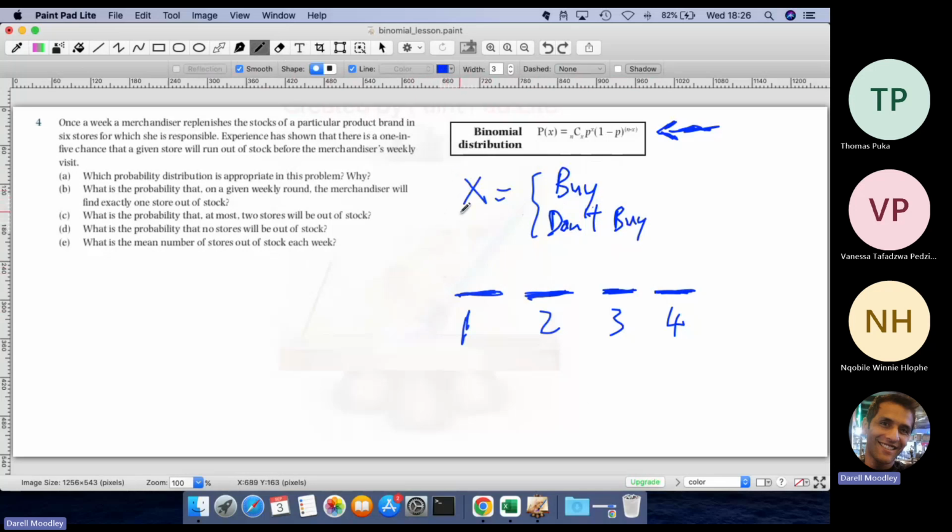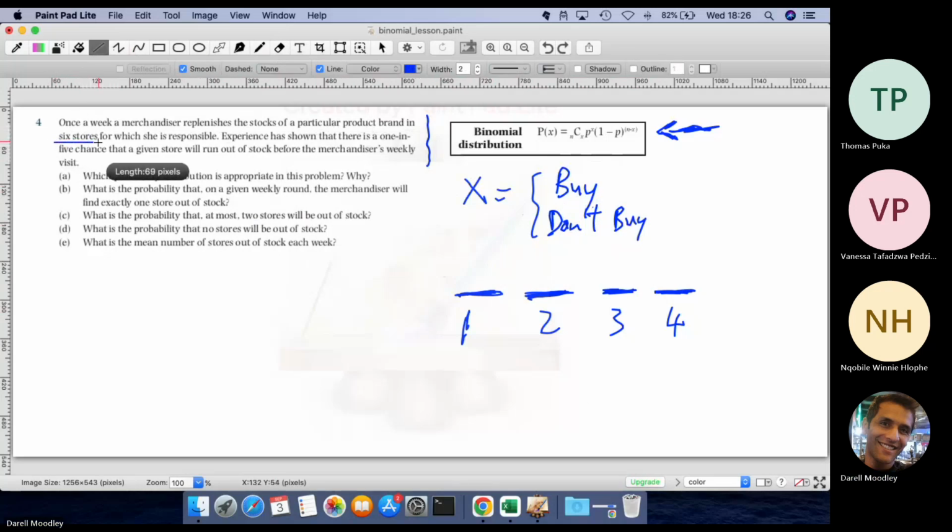If this still doesn't make any sense to you, let's look at this problem here. That'll put it into context. I'll read it through to you now. Once a week, a merchandiser replenishes the stocks of a particular product brand in 6 stores. I'm just going to highlight this.